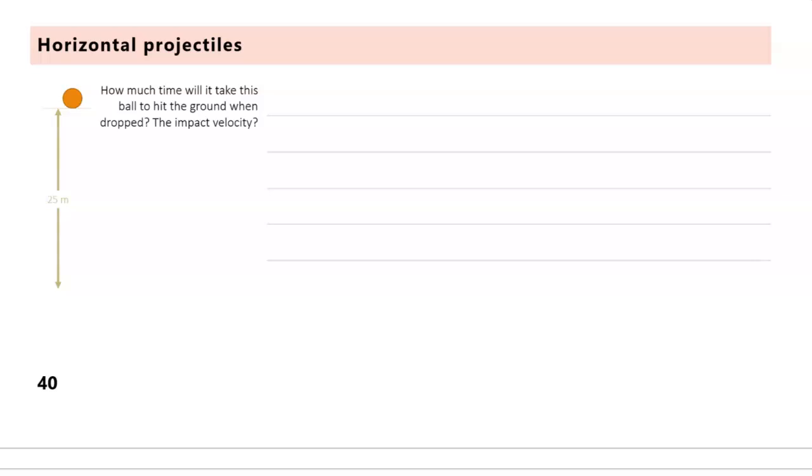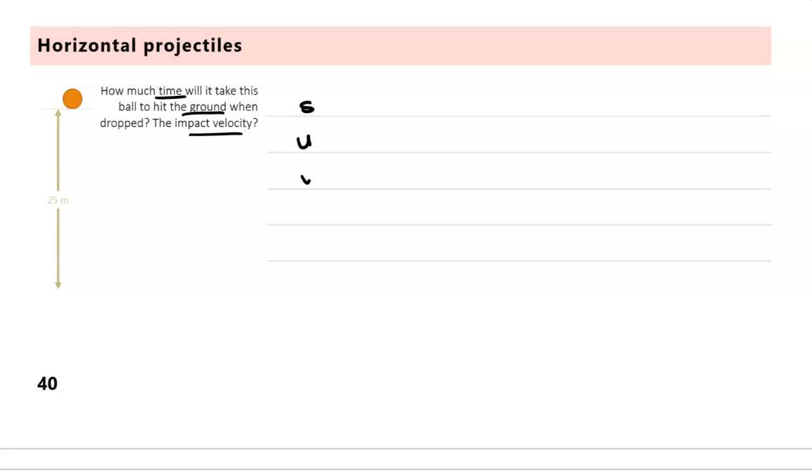We're going to be focused on projectiles that are launched horizontally. That means we're going to have something with an initial velocity pointing left or right, something like that. First, to be able to do that though, we need to look at this projectile which is just dropped, and we want to know how much time it will take this ball to hit the ground, and what velocity it has when it hits the ground.